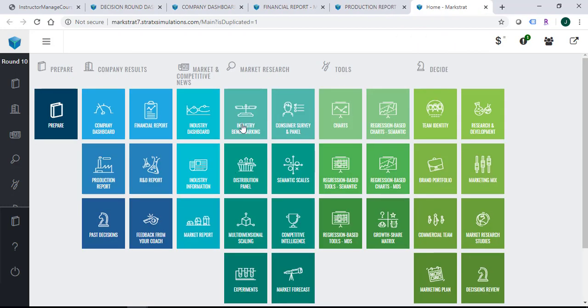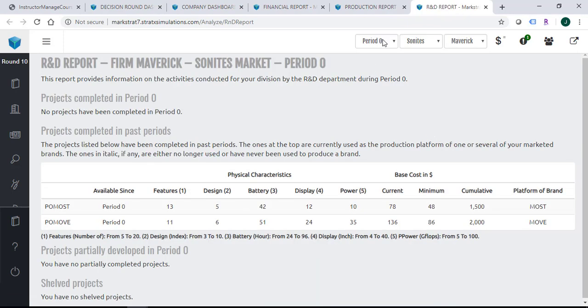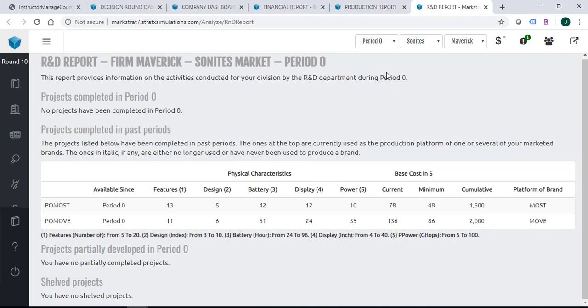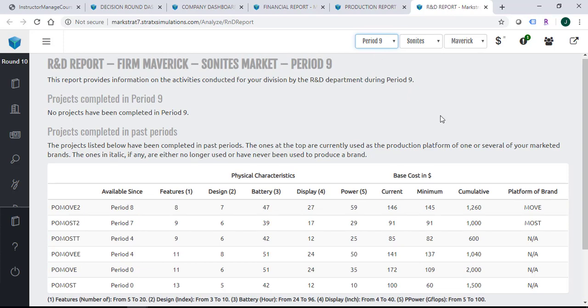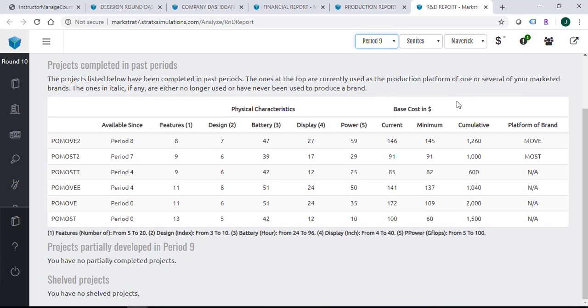Come back to the main page of your simulation game, and we can click on the R&D report. Again, this is at period 0, and it shows that the company has 2 projects complete. Those 2 projects were used as a platform for the Most and the Move. We can click on different periods to see other R&D reports. Let's look at period 9. This table summarizes all the projects the company has worked on in the last 9 periods. This is period 2, you already saw it.